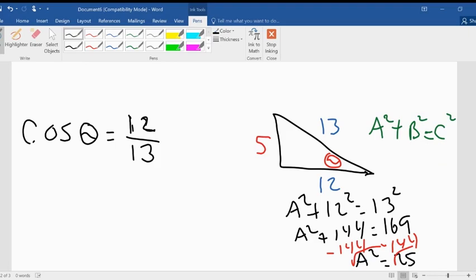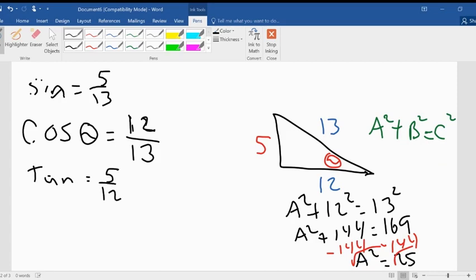Okay, so now your sine is opposite over hypotenuse, so that'll be 5 over 13. Now we can find tan, which is opposite over adjacent, so that'll be 5 over 12.